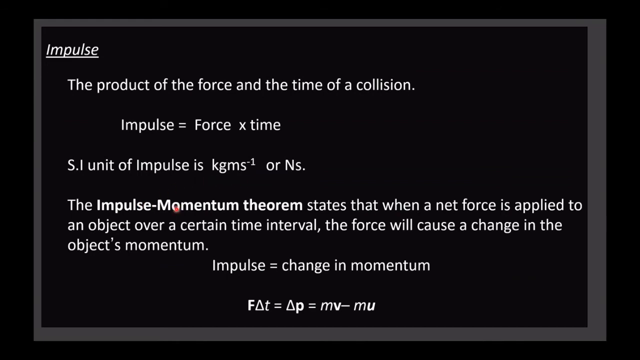Impulse momentum theorem states that when a net force is applied to an object over a certain time interval, the force will cause a change in the object's momentum. In simple terms, we can write impulse is equal to change in momentum. So with the mathematical symbols, we can express this as F into delta t is equal to delta p, which is equal to mv minus mu. This particular equation has a lot of practical applications.